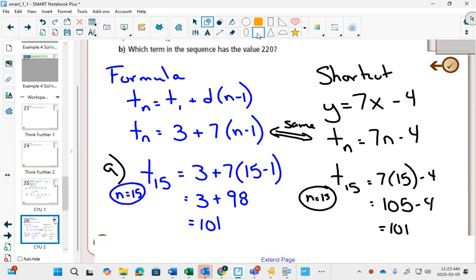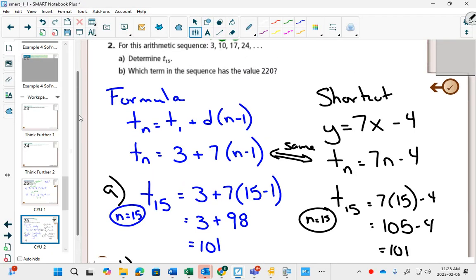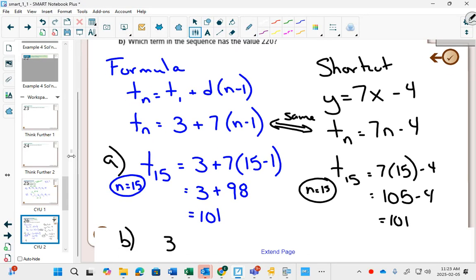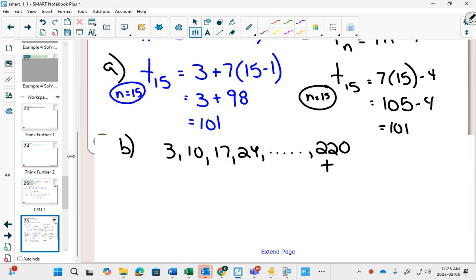Then for part B, part B says which term in the sequence has a value of 220. So what they're saying here is we've got this sequence, 3, 10, 17, 24, and this keeps on going, and somewhere in there is 220. And we want to know which one is that? What are we trying to find? We're trying to find which one is that.